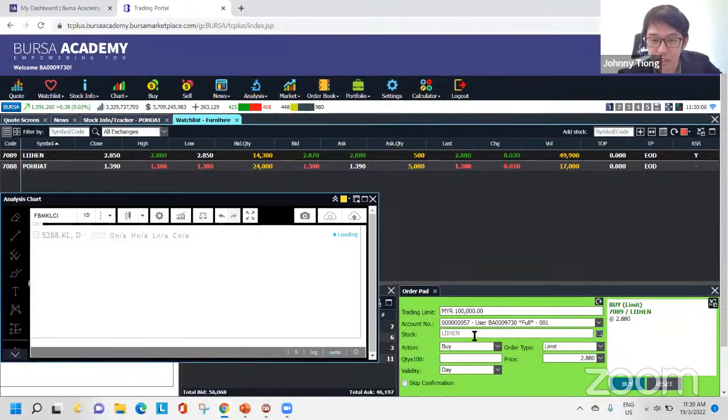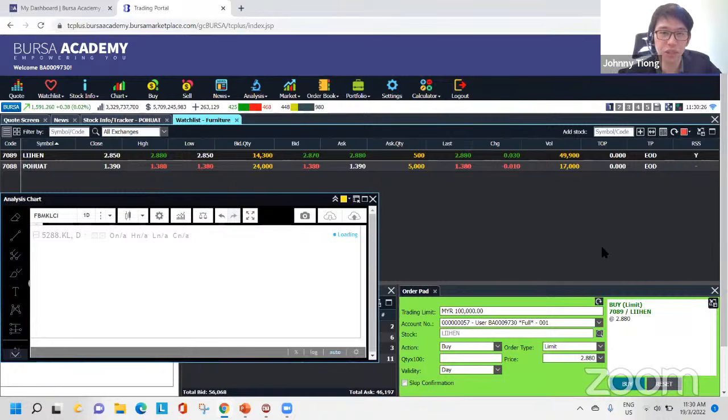So this is the stock price of Lihen. The action is whether you want to buy or sell, the order type, and then the quantity, how much you want to buy. And then the validity is day. So you can just press buy. I'm not going to try here. Better we try on the weekdays, when they are trading hours.